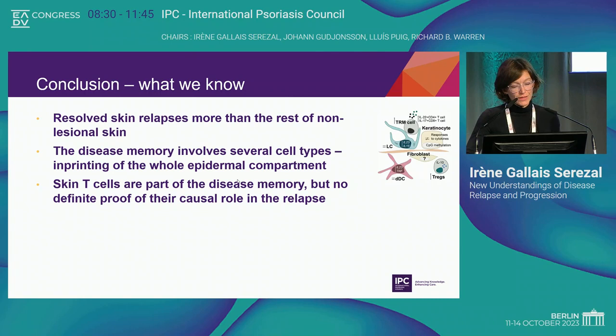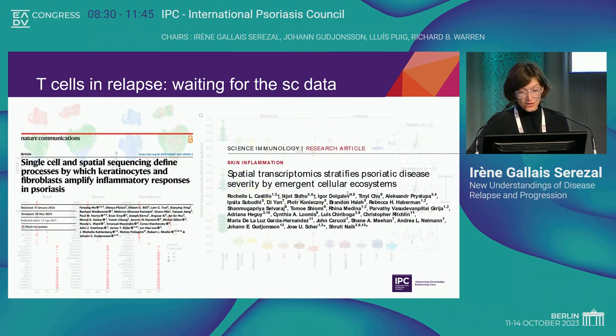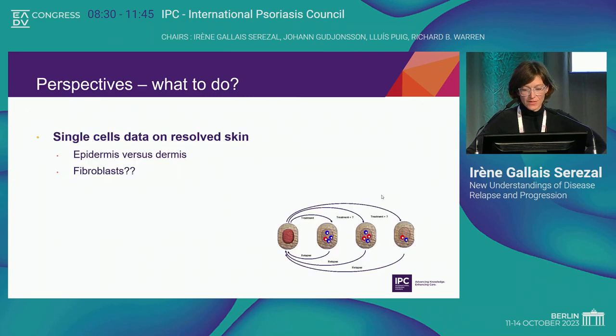So in conclusion, what do we know? We know that resolved skin relapses more than the rest of the non-lesional skin. The disease memory involves several cell types, and probably there is a whole imprinting of the whole epidermal compartment, and there is still a lot we don't know. And skin T cells are part of the disease memory, but there is no definite proof of their causal role in the relapse by themselves. And of course, it would be very nice to have single-cell data on resolved skin. This year we've seen beautiful papers, so it would be amazing to have this kind of analysis and this kind of detail in resolved skin.